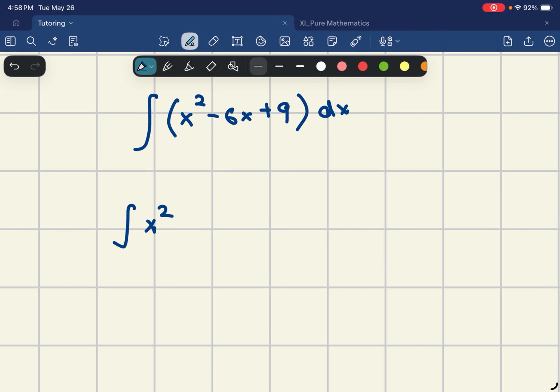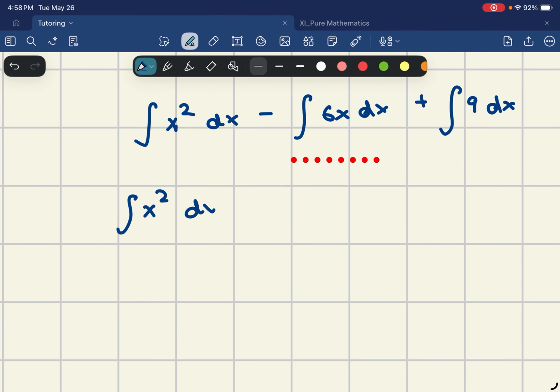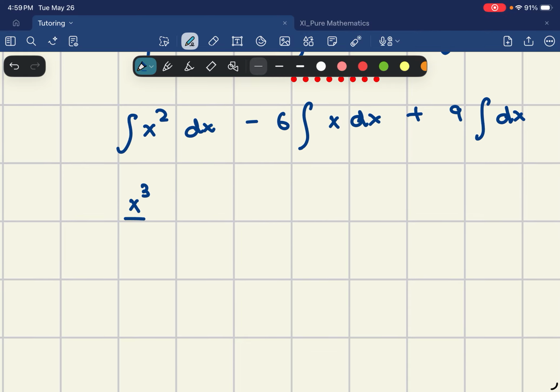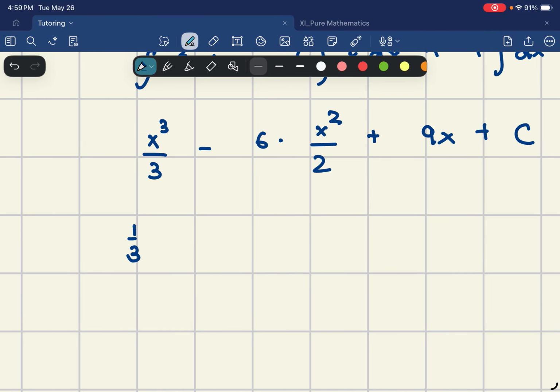And now you can do it individually. And now you can factor out if you have any constants. And remember, integral of dx is just x, right? So x, you raise the power by 1, you divide by the new power. You raise the power by 1, right? x to the power 1. So you raise the power by 1, you divide by the new power. And integration of dx is just x. And then remember to add your constant. So your final answer is just this. And we are done.